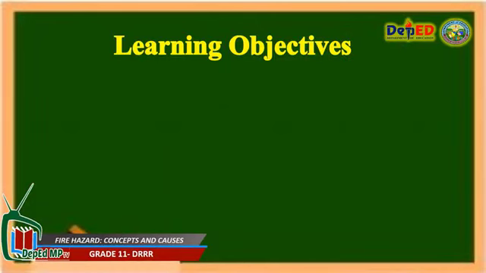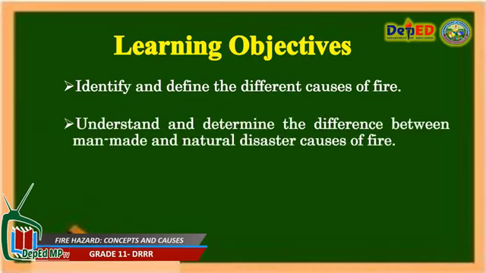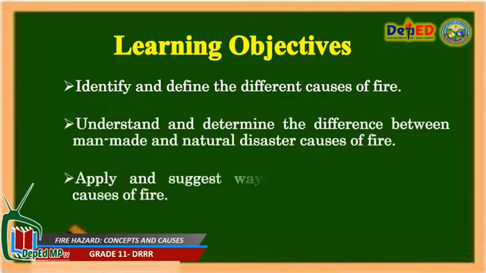Let's get to know our learning objectives. First, identify and define the different causes of fire. Second, understand and determine the difference between man-made and natural disaster causes of fire. And lastly, apply and suggest ways to prevent man-made causes of fire.